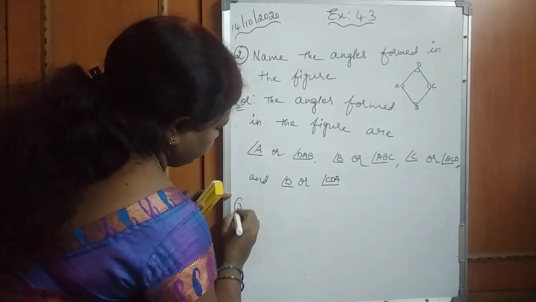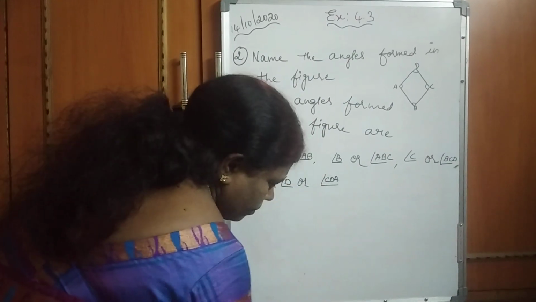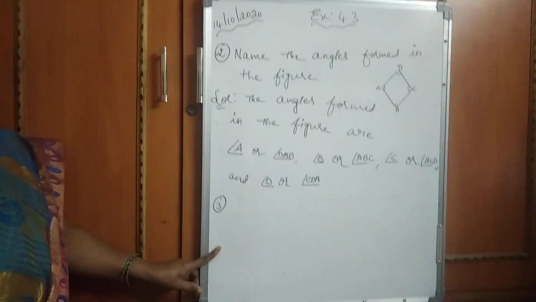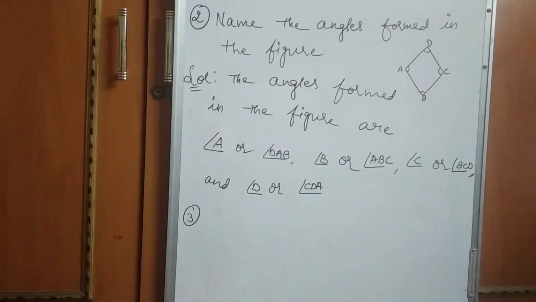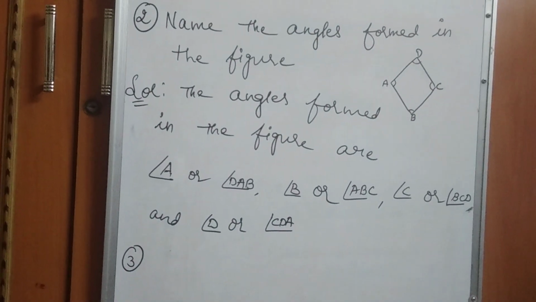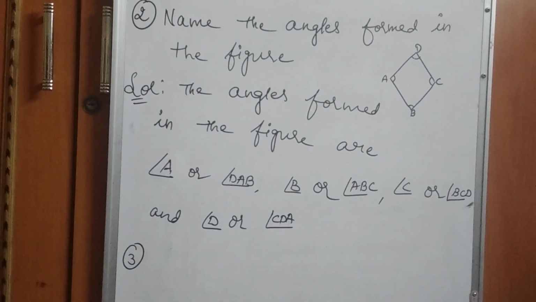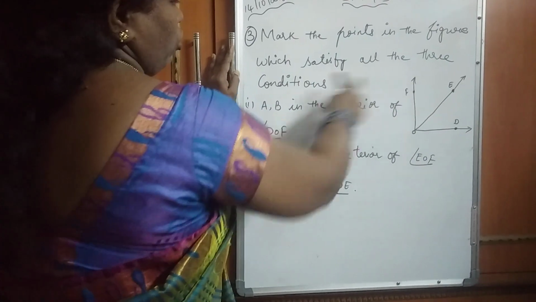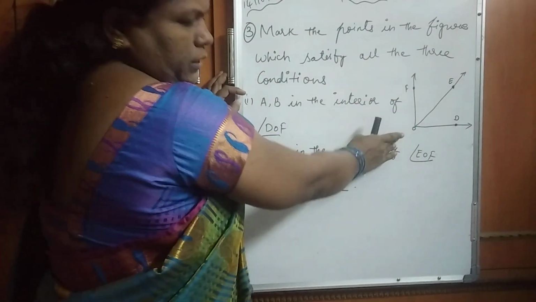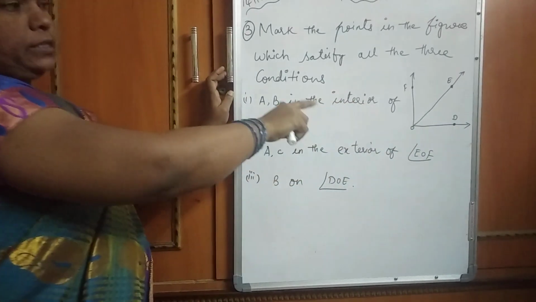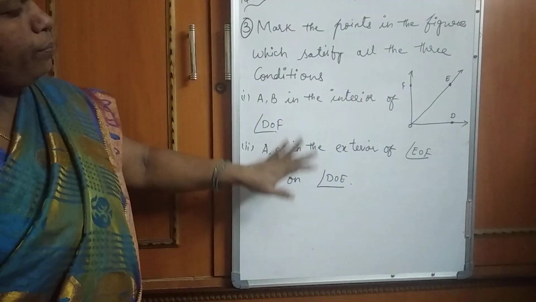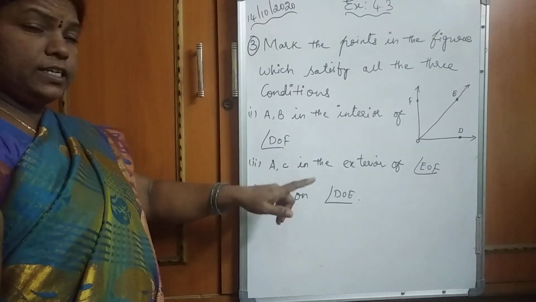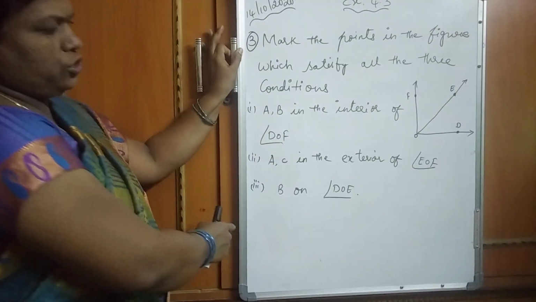Now the third one. Mark the points in the figure which satisfy all the three conditions. Copy this in the classwork, children. So third question, children: mark the points in the figure which satisfy all the three conditions. Now a figure is given where three arms, three rays, are there. In that you should mark the points in such a way that all the three conditions are satisfied.